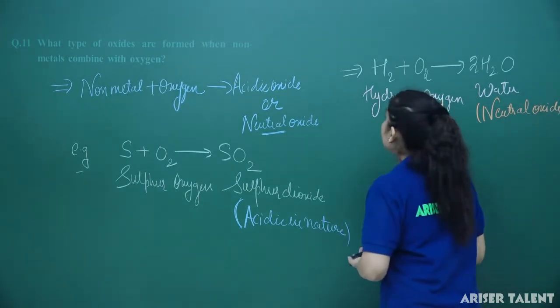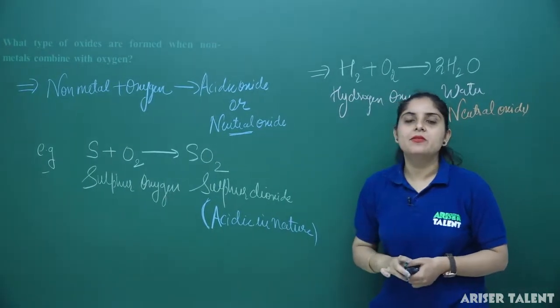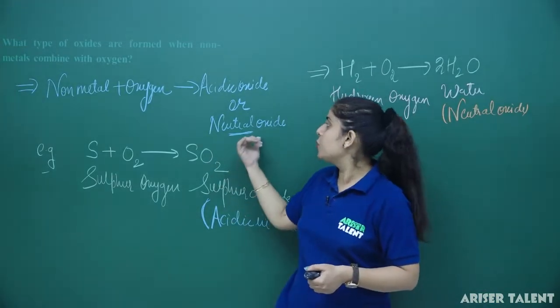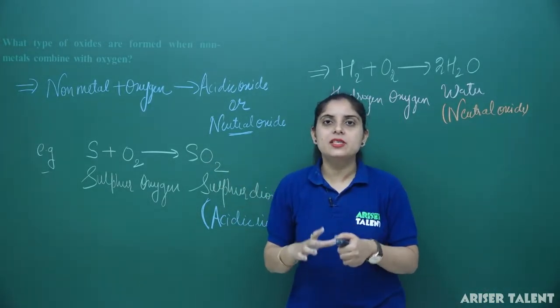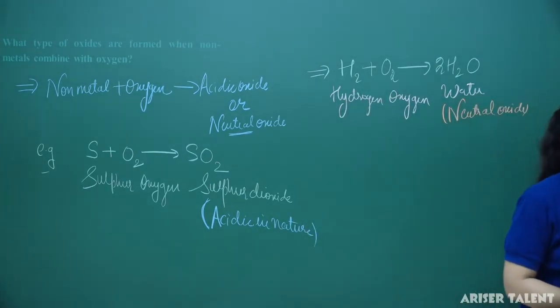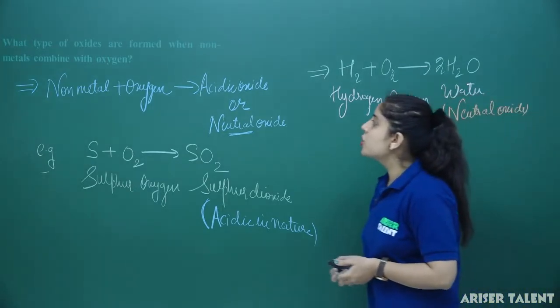So whenever a non-metal is going to react with oxygen, either it is going to form acidic oxide or it is going to form the neutral oxide. So this is the solution of this question. Just copy this from here. Now let's proceed to the next question.